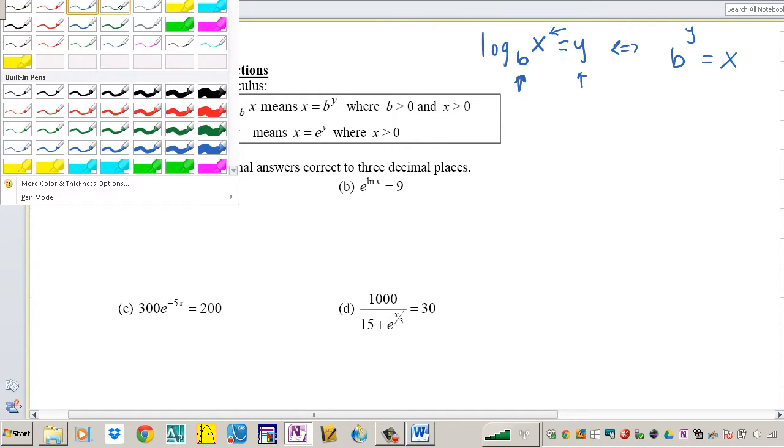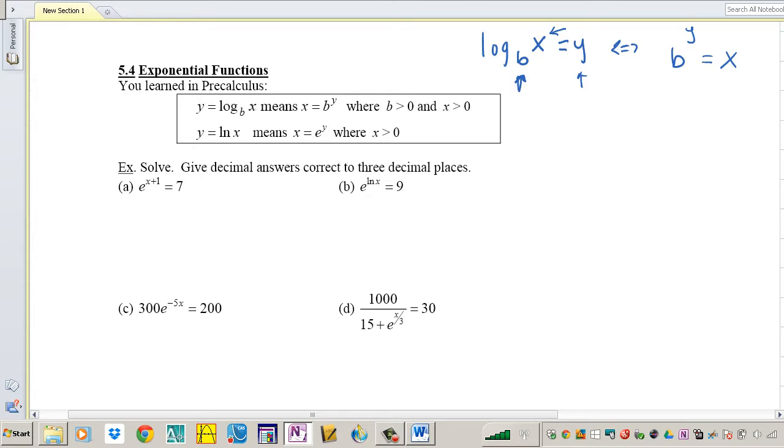An easy way to remember this is what I've seen known as a scorpion tail. You start from the base and you draw a tail around the y pointing to the argument. So let me rewrite this. You start with b, you go around the y, and you end at x.